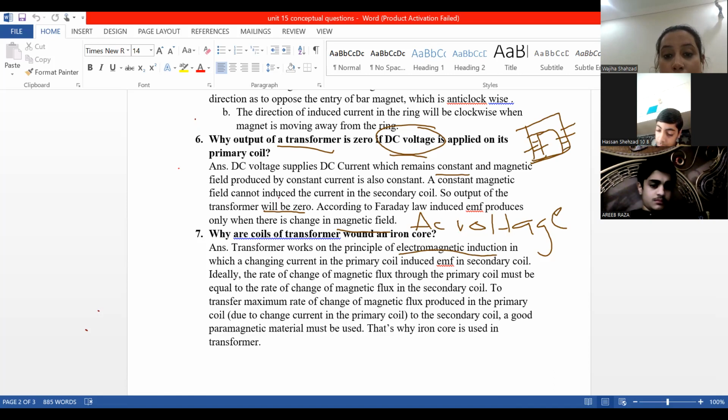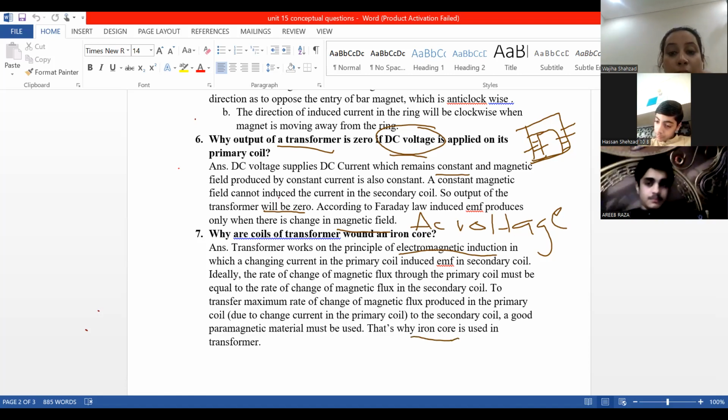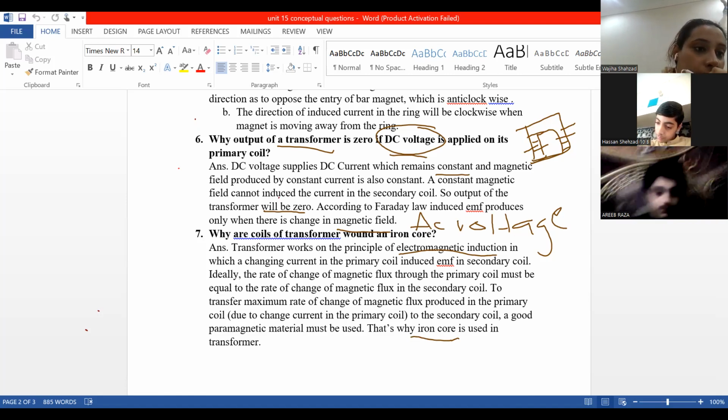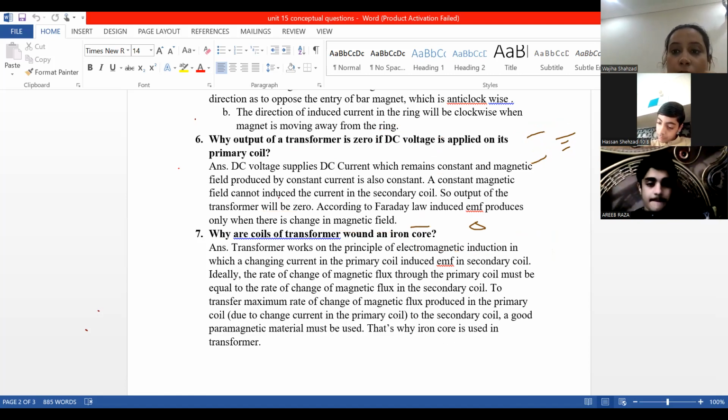Ideally, the rate of change of magnetic flux in the primary coil must be equal to the rate of change of magnetic flux in the secondary coil. To transfer the maximum rate of change of magnetic flux produced in the primary coil, due to the changing current in the primary coil, to the secondary coil, a good magnetic material must be used. That's why an iron core is used in a transformer. Obviously, it will generate a very good amount of magnetic field, and this magnetic field will later work to induce a current, right? So this is the answer to this question.